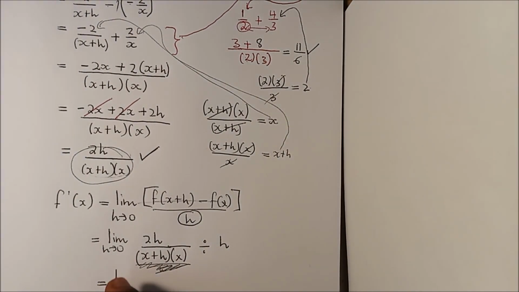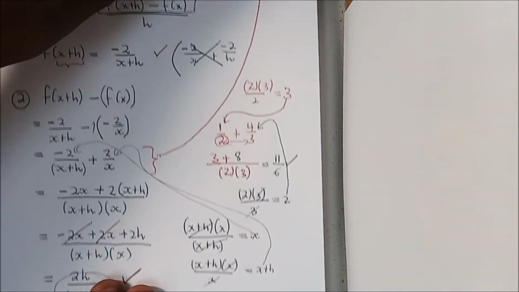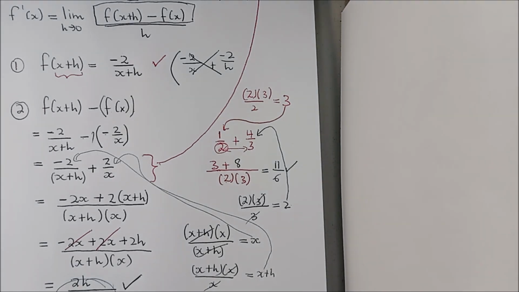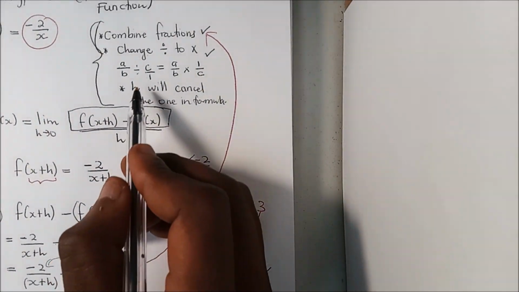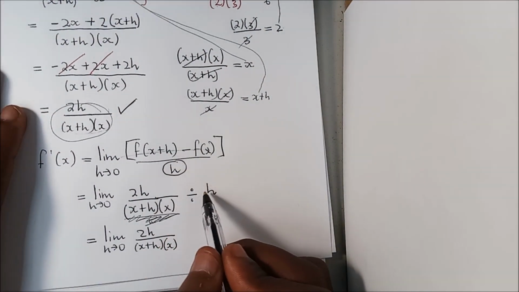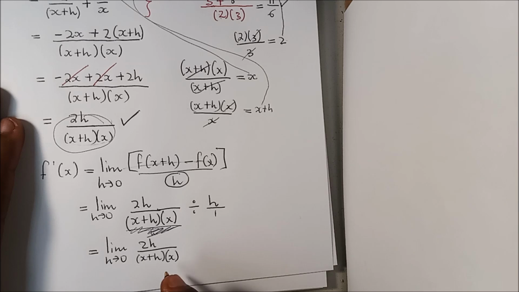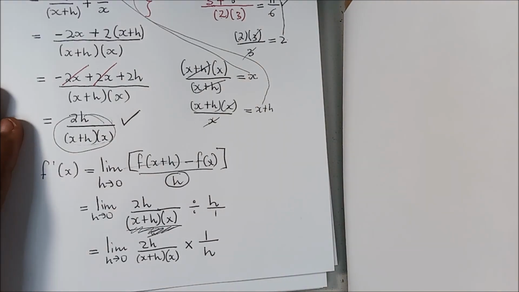So now I want you to check what will happen. So we have limit as h goes to 0 of 2h over x plus h and x. So now, what did I say about this one? You need to remember I said in the steps, we need to change division to multiplication. That's what we did here. So now remember that h over 1, and if you change division to multiplication, you will have 1 over h. So that's what we have now.